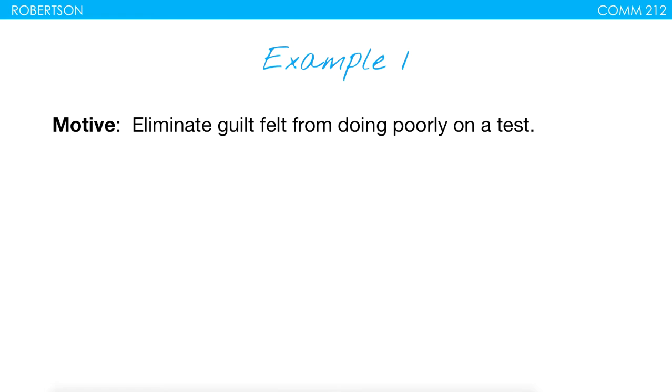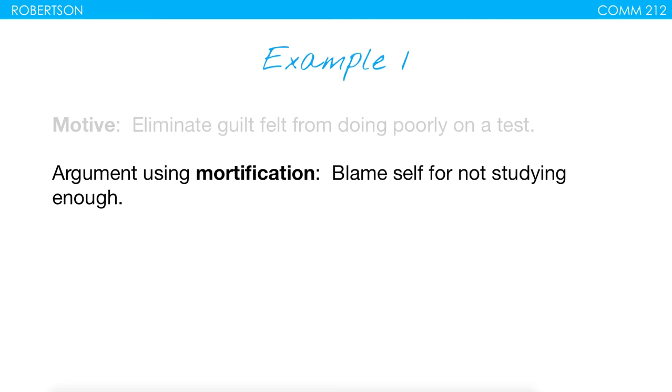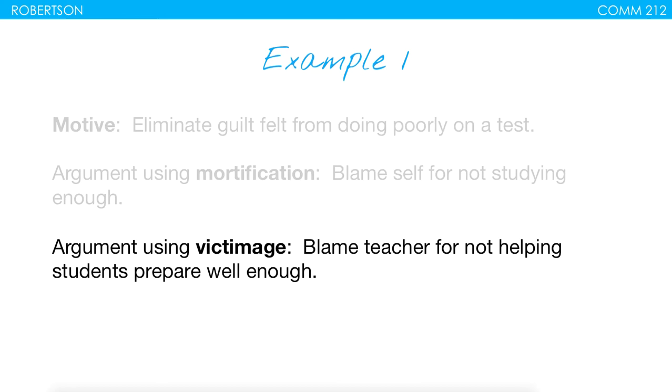Well, through mortification, someone could blame themselves for not studying enough. Okay, and then after that, probably that they should study more the next time around. Argument using victimage, maybe blame the teacher for not helping students prepare well enough. Notice that these are two different strategies, both attributing blame, both trying to justify and overcome the feeling of guilt from doing poorly on a test.